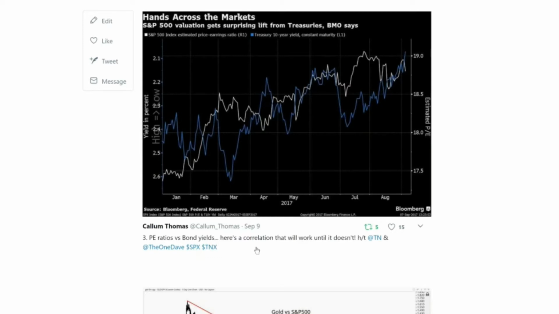The reason I say it's going to work until it doesn't is that if bond yields go down further, that's going to be reflecting more of a deterioration in the fundamentals, and the PE ratio is not going to hold up in that kind of scenario. So if you have a real big step change lower in bond yields, then that's going to break that correlation by PE ratios falling.